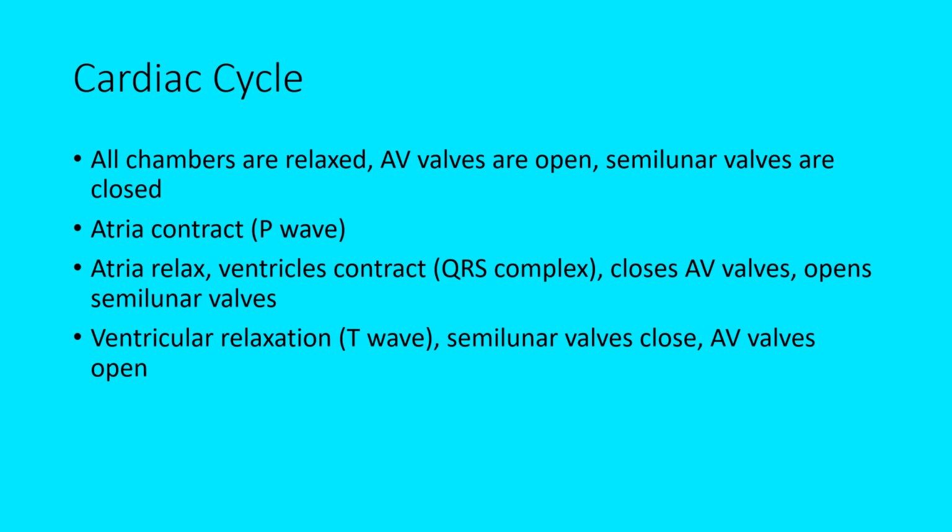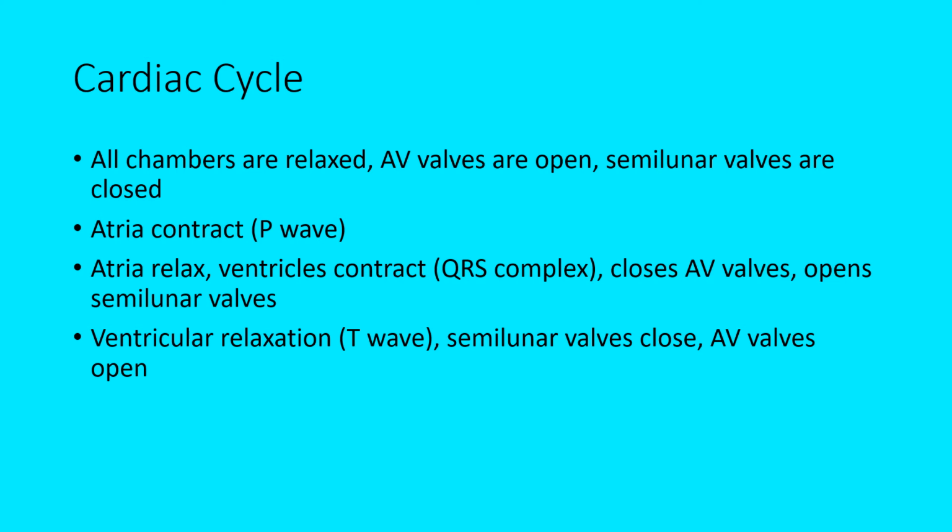So initially, all the chambers are relaxed, as we saw in that previous picture. Your AV valves are open. Your semilunar valves are closed. That is going to allow blood flowing into the atriums. And if the AV valves are open, then that means it's going to continue flowing down into the ventricles. Is it flowing out of the ventricles? No, because the semilunar valves are closed. When the atrium contracts, that's when you have your P wave.